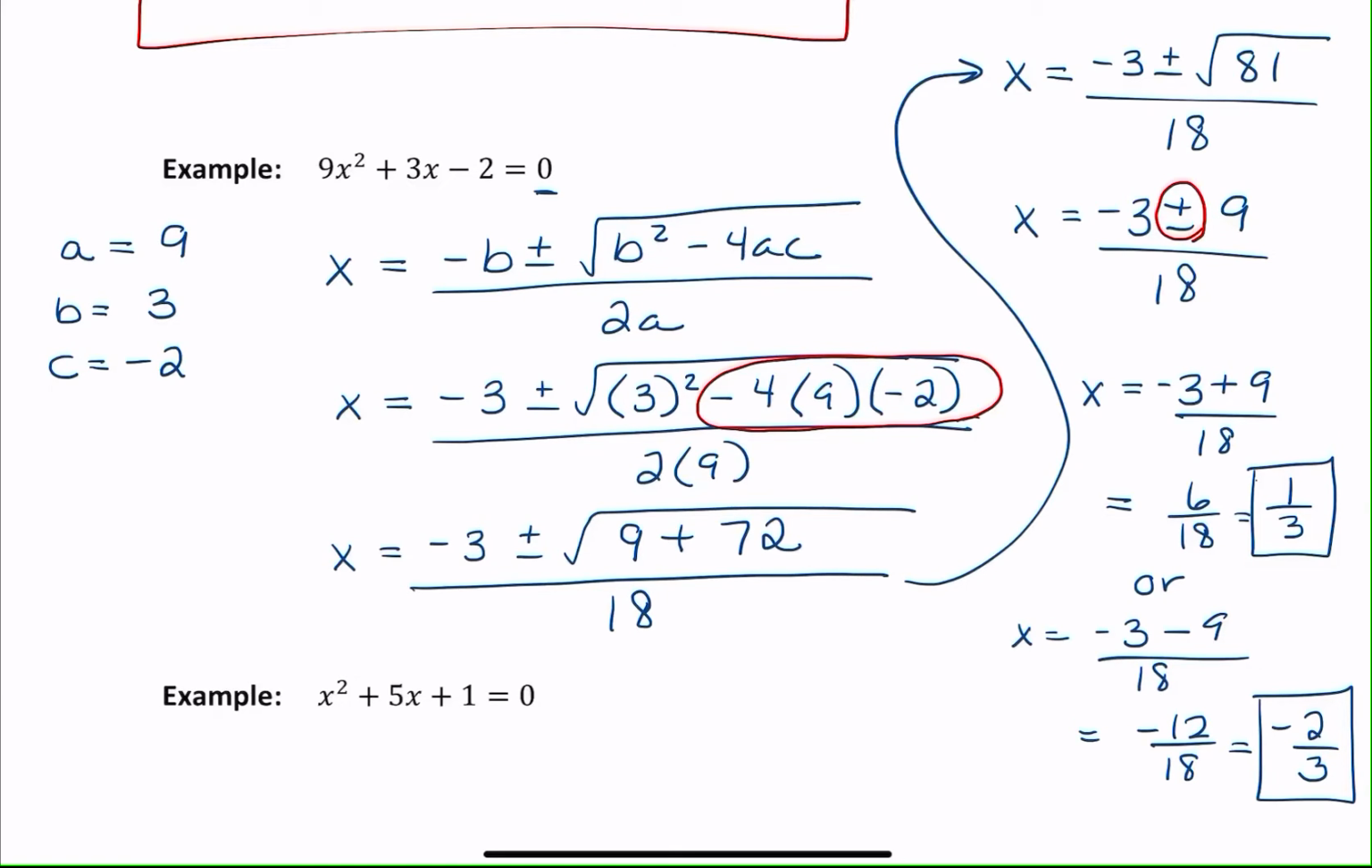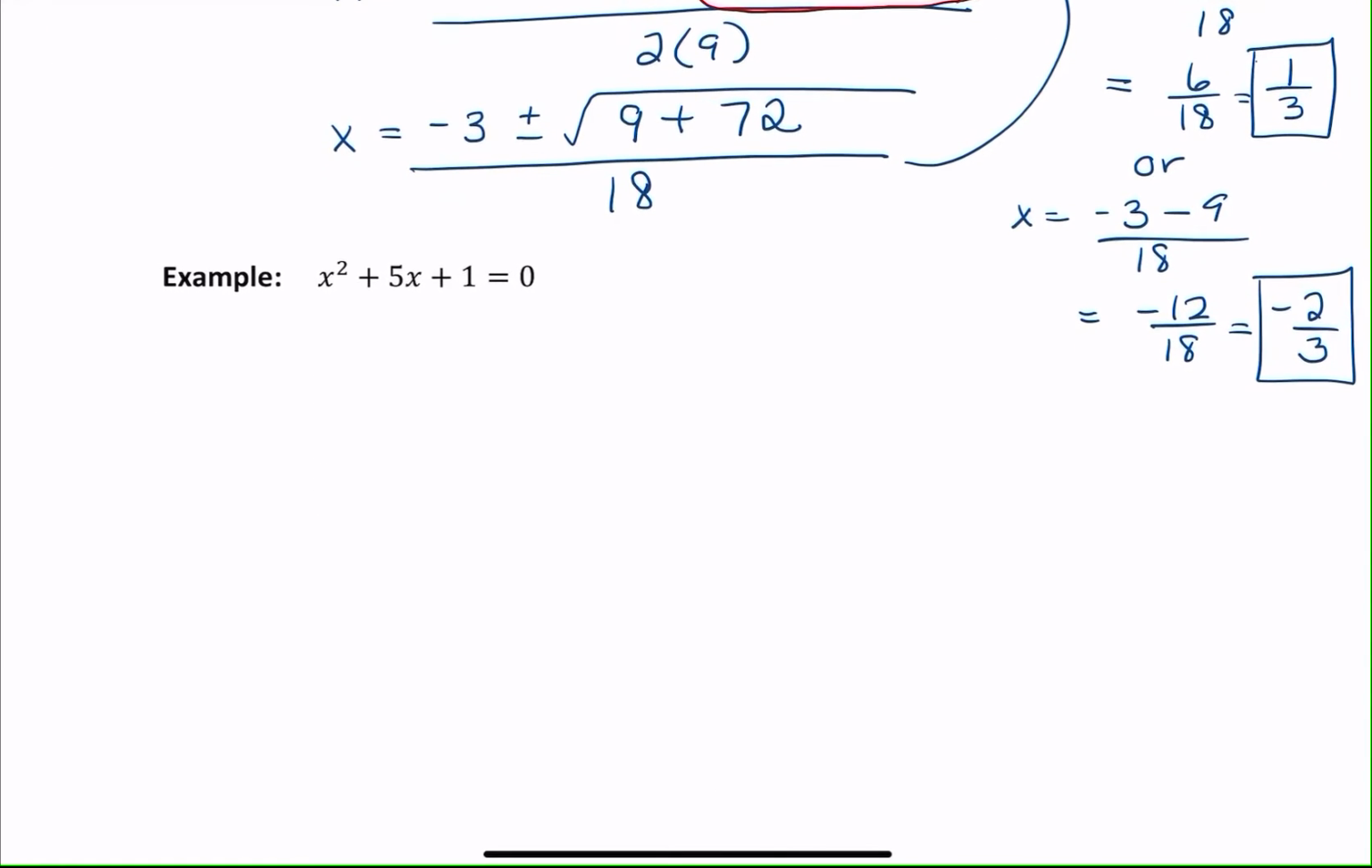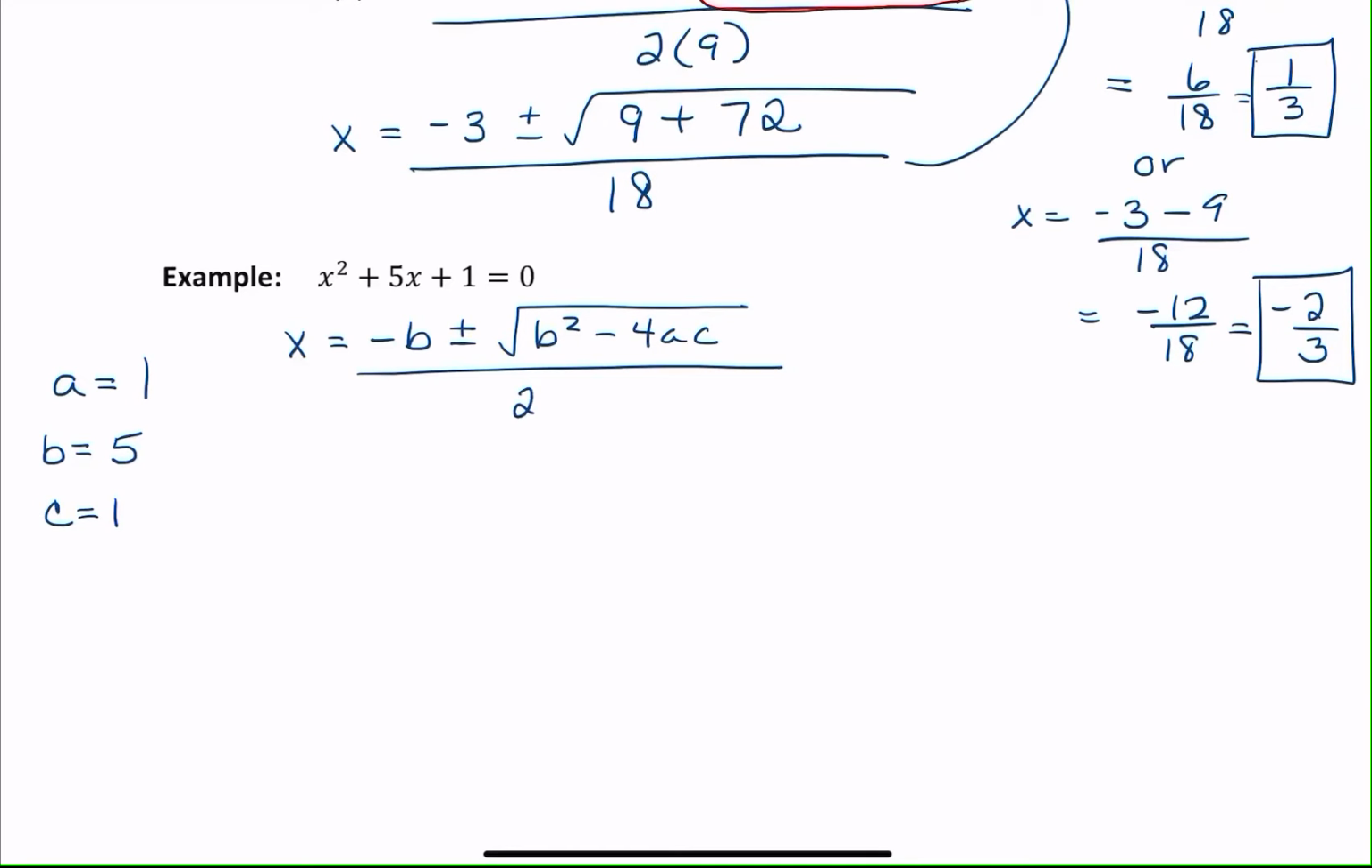Okay, let's look at the next one. We've got x squared plus 5x plus 1 equals 0. Here, again, list out your a, b, and c. a is 1, b is 5, and c is 1. And with our quadratic formula, we have negative b plus or minus the square root of b squared minus 4ac all over 2a.